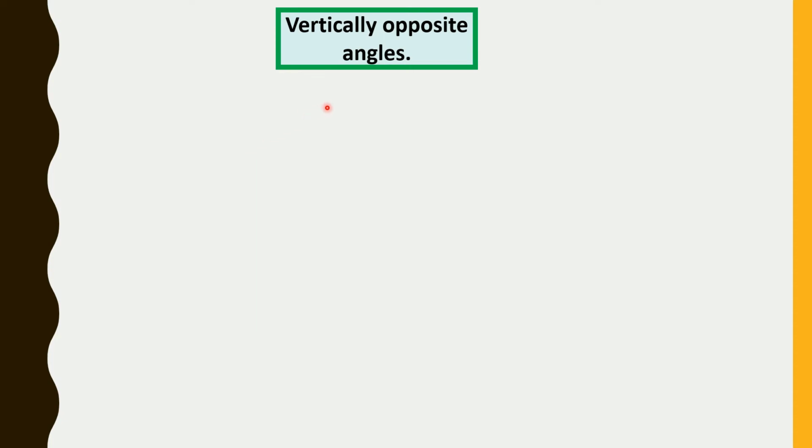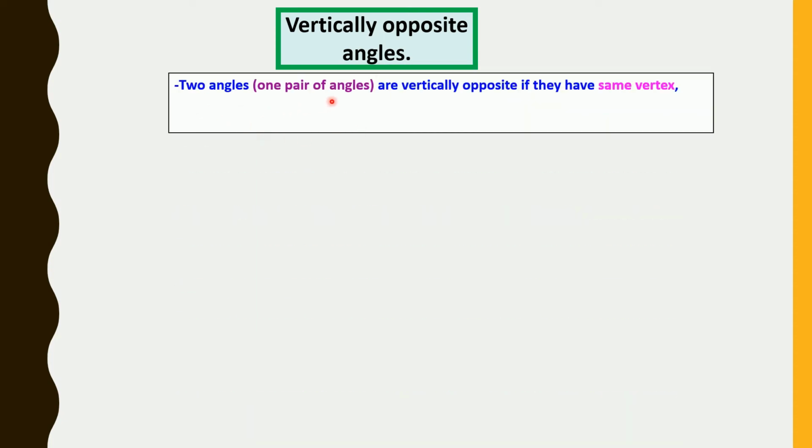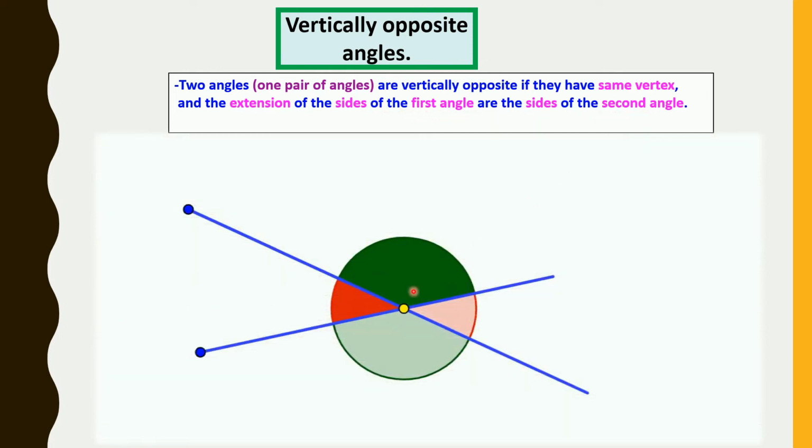Now let's continue with vertically opposite angles. Two angles, or one pair of angles, are vertically opposite if they have the same vertex, and the extensions of the sides of the first angle are the sides of the second angle. Here, if you notice, the two red angles are vertically opposite.